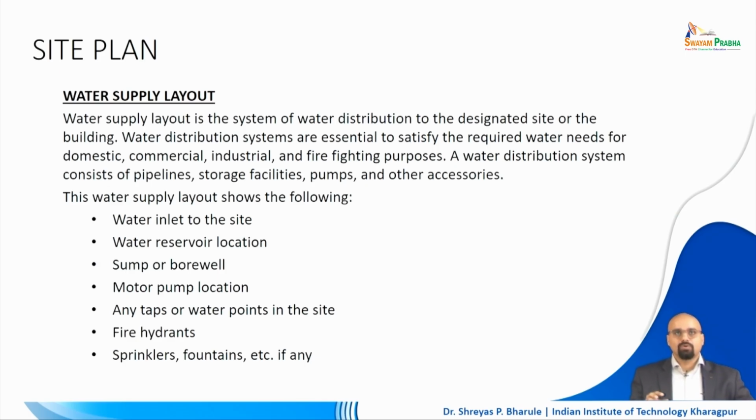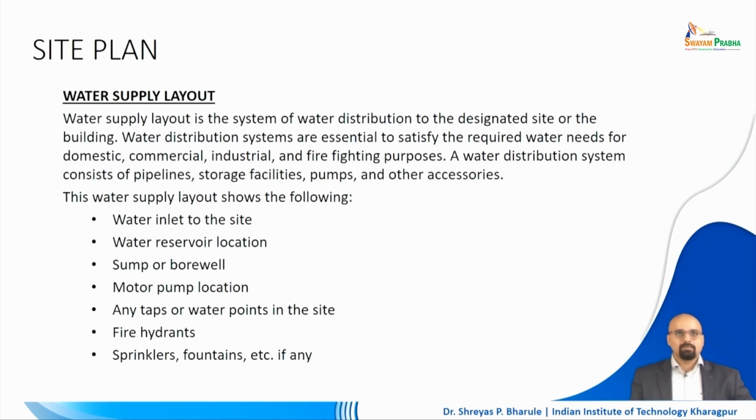For example, you want to have sprinklers in the gardening area. So, you will have to have the pipeline connecting to the sprinklers, and all of that is to be laid out in your design. So, the water distribution system is very important to satisfy the required water needs and your supply as well. Your water distribution system consists of your pipelines, your storage facilities, your pumps and other accessories, right. So, all of this is to be laid out by the architect's office, right.